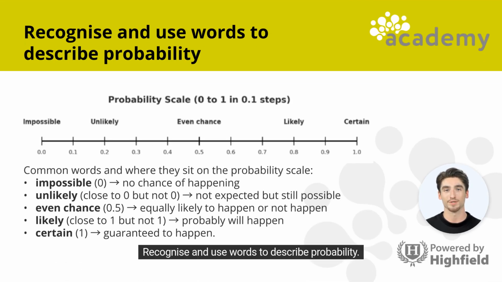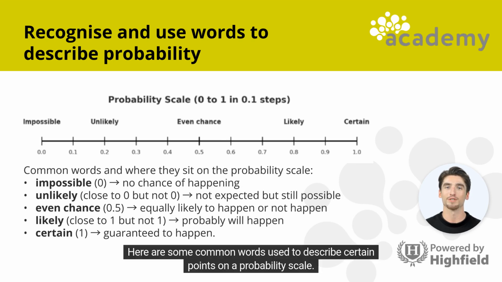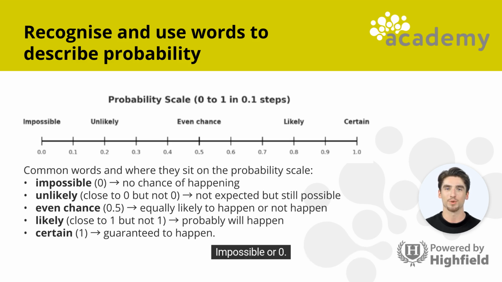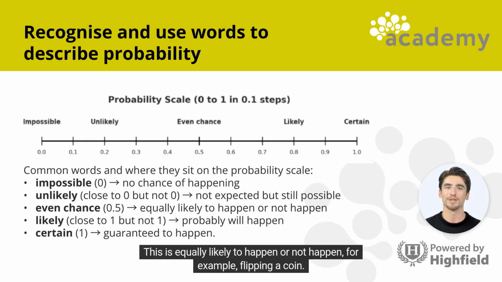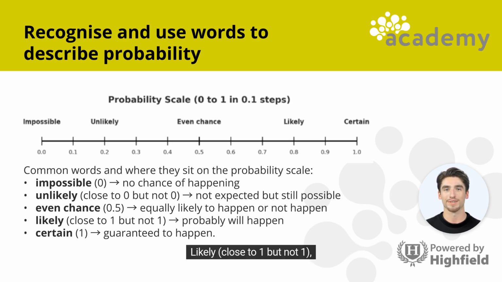Recognize and use words to describe probability. Here are some common words used to describe certain points on a probability scale. Impossible or 0. There is no chance of it happening. Unlikely, close to 0 but not 0. This is not expected but still possible. Even chance 0.5. This is equally likely to happen or not happen, for example, flipping a coin. Likely, close to 1 but not 1. This probably will happen, but it is not a certainty. Certain, or 1. This is guaranteed to happen.